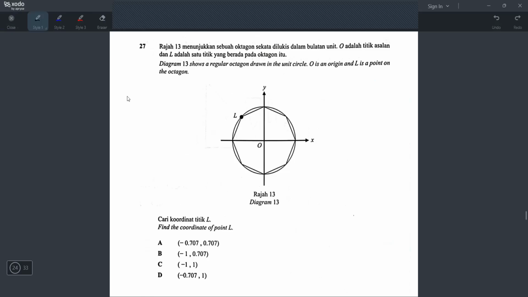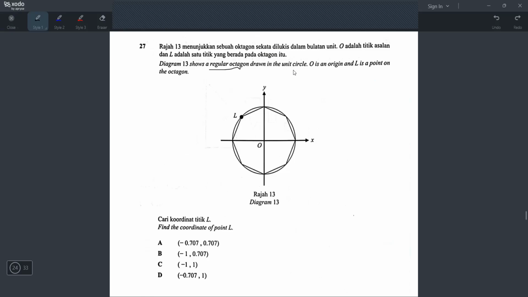Okay, let's read the question. Diagram 13 shows a regular octagon. What does it mean by regular? It means all same sides. And not just same sides, they will also have the same interior angle, right? And we can actually find the angle by using the (n minus 2) times 180 formula, but we have to divide by n. But let's not do that first. Let's see what the question wants.